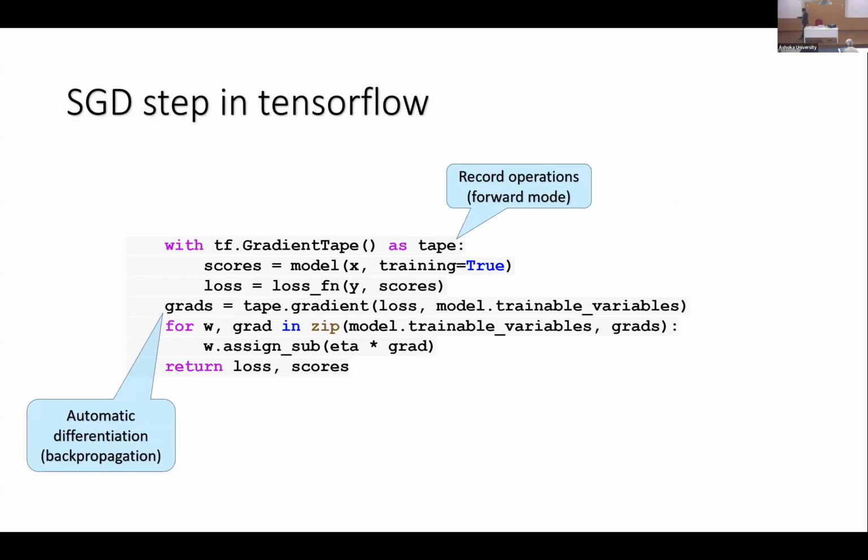And this is the whole loop, right? For w, grad in the trainable variables and grads. W.assign_sub means W equals W minus eta times the gradient. That grad is the average of the gradient that it is returning, and eta is the step size.